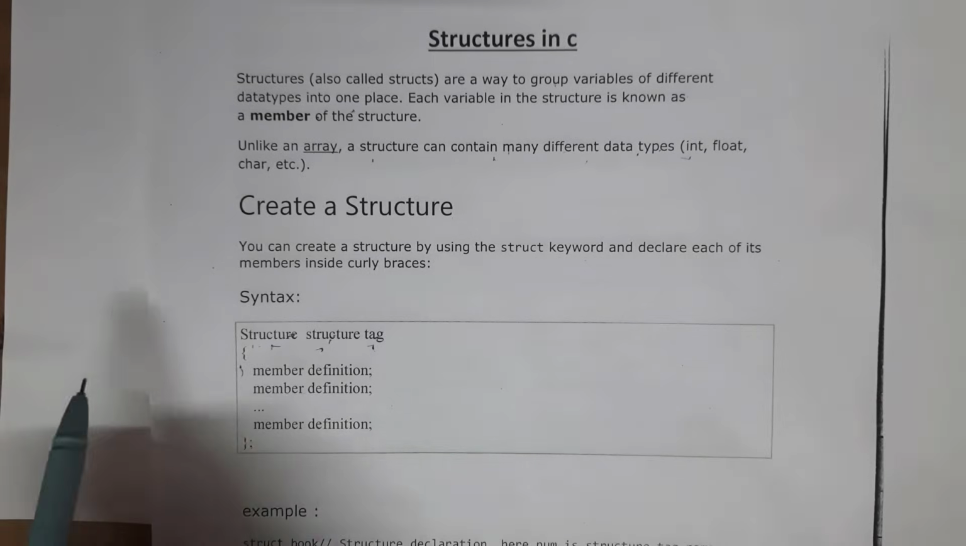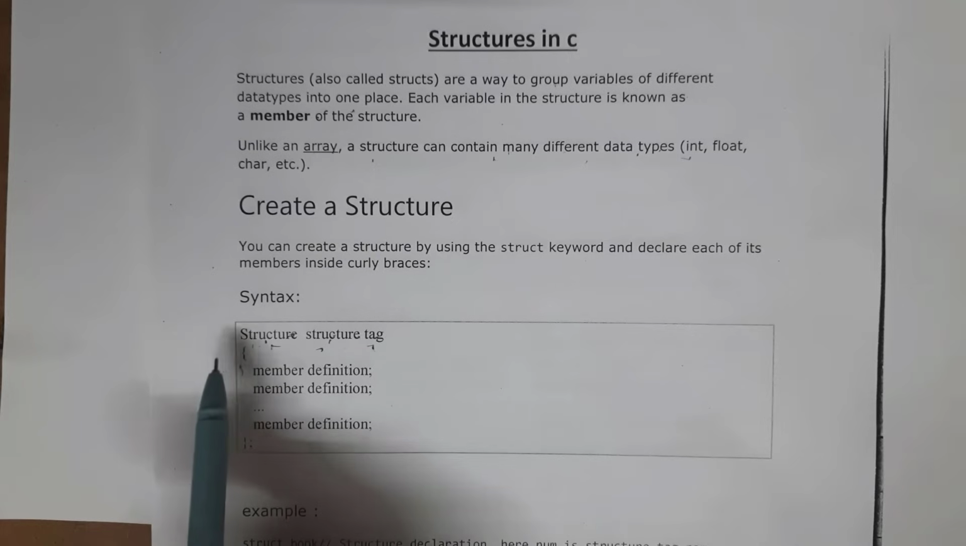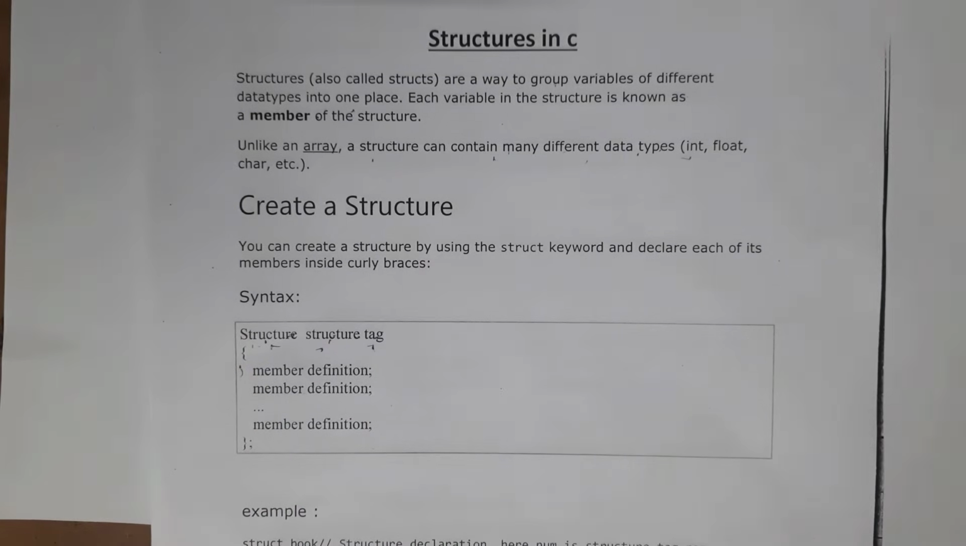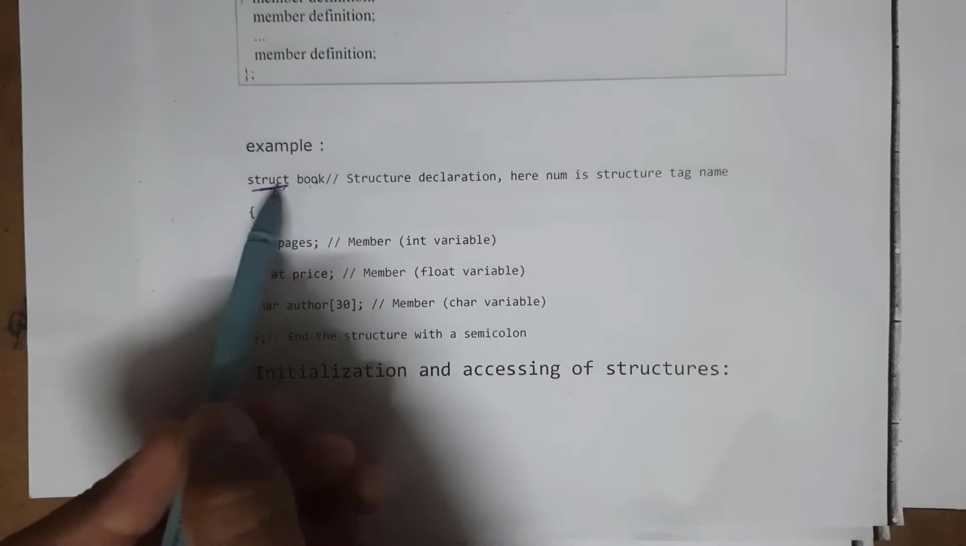This is the syntax of a structure. Structure tag. Structure tag is nothing but the name of the structure. Then an open curly bracket. Inside this, we need to write members. Members are nothing but variables of different data types. This is an example. For structures, we need to use the keyword struct. For integers, we use the keyword int, and similarly for character, char. And similarly for structures, we need to use the keyword struct. Here I wrote struct book.